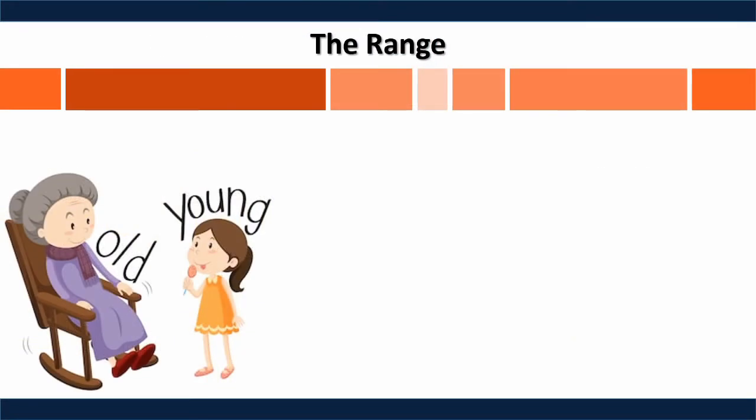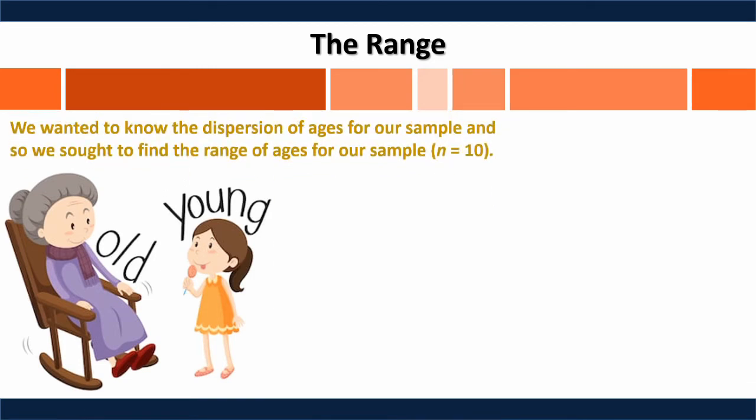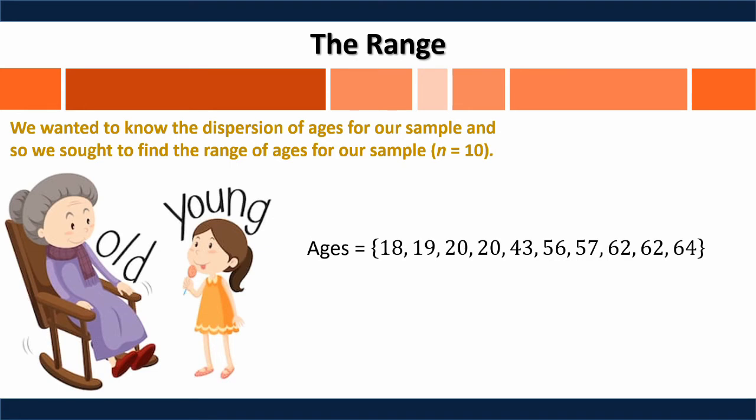Here's a quick example of range. Suppose we had a sample of 10 individuals and we wanted to know the dispersion or variability of ages for the sample. We therefore sought out to find the range of these ages. Here's the data set of ages in our sample. You'll notice that I sequentially sorted the ages to help us through this process. You can see that the ages for our participants range from 18 all the way up to 64.